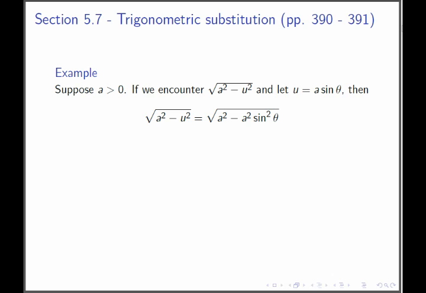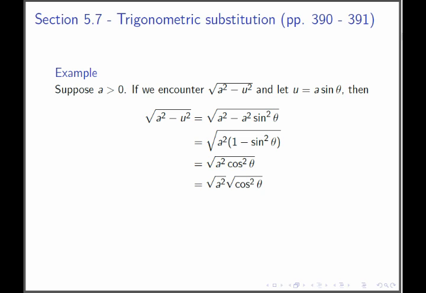Now, let's suppose that we start with a positive constant a, and we encounter an integral involving the square root of a squared minus u squared. Let's see what happens if we make the substitution that I recommended on the previous slide. Replacing u with a sine theta, we get this. Then we can factor out an a squared from both terms under the square root, and apply the Pythagorean identity: 1 minus sine squared theta is equal to cosine squared theta.